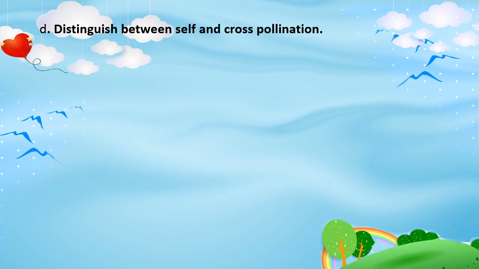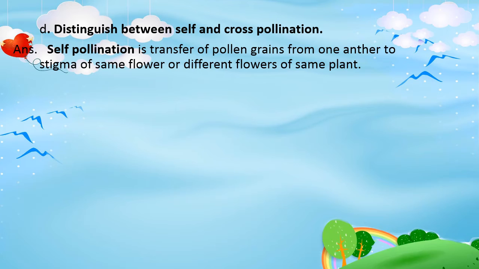Part D is distinguish between self and cross pollination. We all know that pollination is of two kinds. First is self pollination and another one is cross pollination. So we have to distinguish between them. First we will write about self pollination. Self pollination is the transfer of pollen grains from one anther to the stigma of the same flower or a different flower of the same plant.